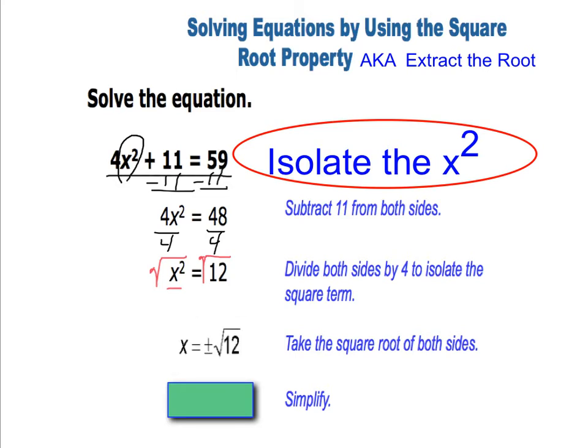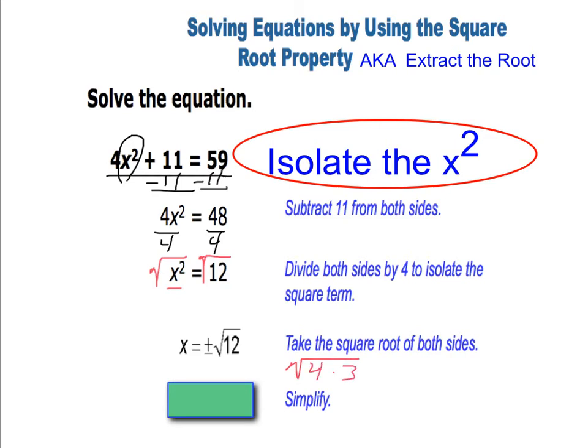All right, now don't forget, because you took the square root of both sides, make sure it's plus or minus, okay? Now, from here, we just need to simplify the radical 12. Well, how do I simplify that? Well, let's think here a second. The square root of 12, is there a perfect square in there? Well, yes, 4. So 4 times 3.